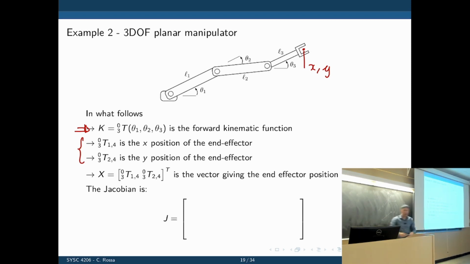Second, the Jacobian. What's the Jacobian of this manipulator? It's dx/dθ1. What else? dx/dθ2, dx/dθ3, and dy/dθ1, dy/dθ2, and dy/dθ3. How do we calculate the Jacobian? Well, we can analytically calculate it. Take the analytical derivative of the vector x, of x and y, and then plug it here. So this is not numerical with fixed values. This is a function of theta 1, 2, and 3.